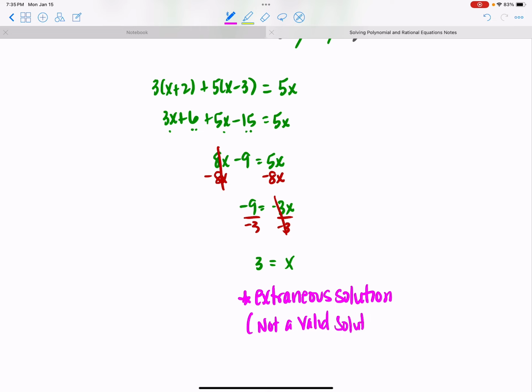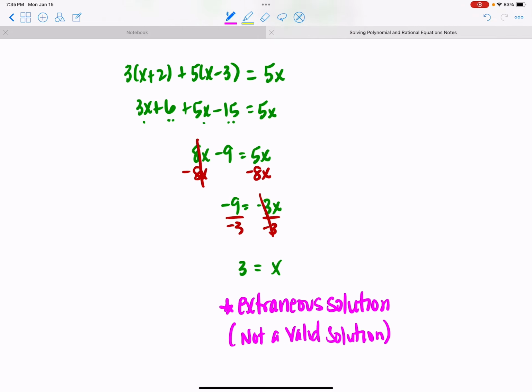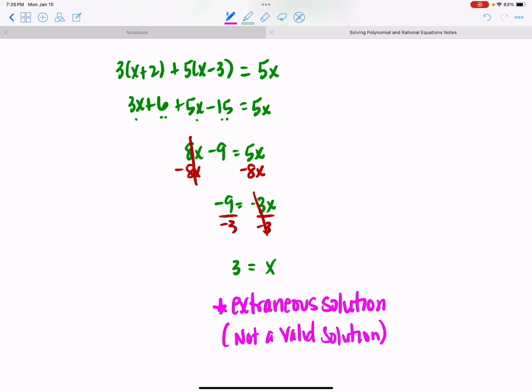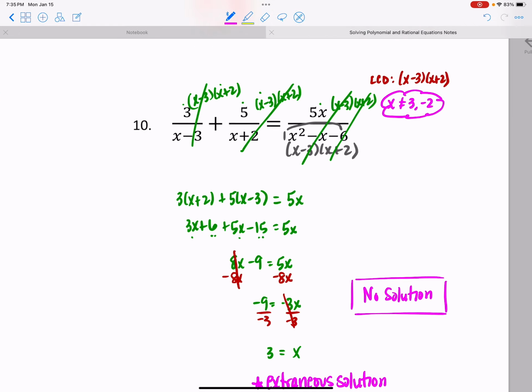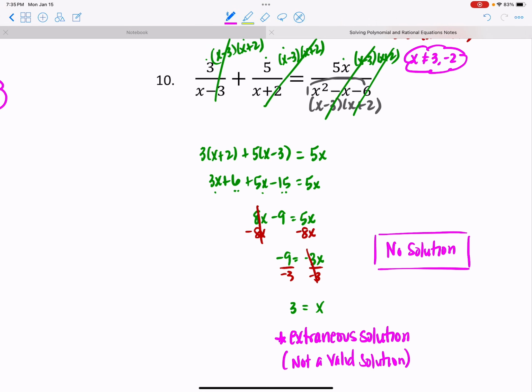So again, if the only solution we had to our equation was restricted, that means the equation has no real solution. So if you were taking a quiz or working on your homework and I said, what's the answer? You're going to go, well, there is no solution to this equation, because the one solution that we get had to be restricted because it makes denominators equal 0. Okay, so that can happen.